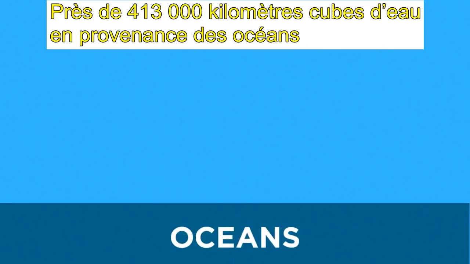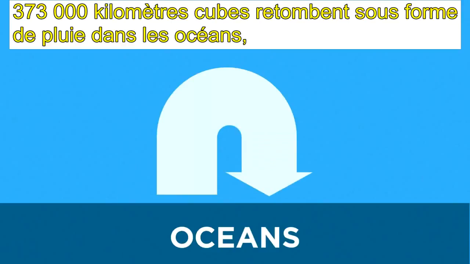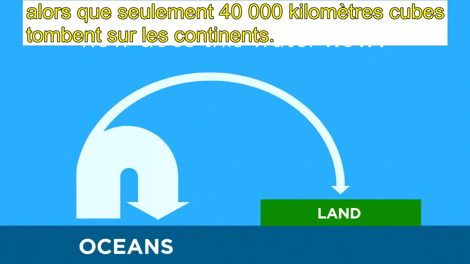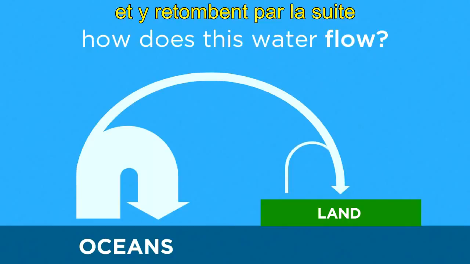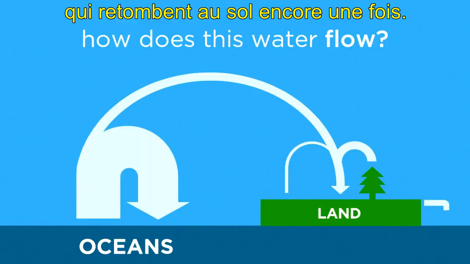Roughly 413,000 cubic kilometers is evaporated by the sun every year. 373,000 cubic kilometers of which falls right back into the ocean, while only 40,000 cubic kilometers per year reaches the land as precipitation. Another 11,000 cubic kilometers evaporates from the land and precipitates back down. But plant life does even more, placing 62,000 cubic kilometers back into the atmosphere, which precipitates over land again.